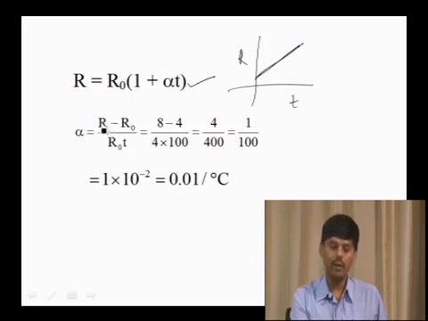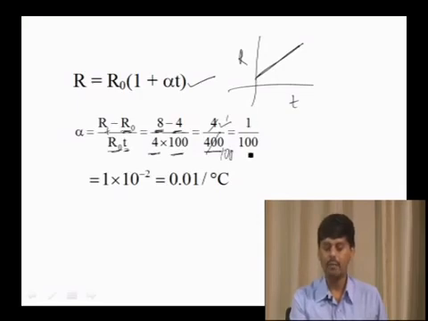Okay, here the value of resistance at 100 degree is equal to 8 ohm. When it is at 0 degree, it is equal to 4 ohm. R naught is equal to 4 and the temperature is equal to 100. 8 minus 4 is equal to 4. 4 into 100 is equal to 400. This is 1 time and this is 100 times, which gives rise to 1 divided by 100. 1 divided by 100 can be written as 1 into 10 raised to minus 2.